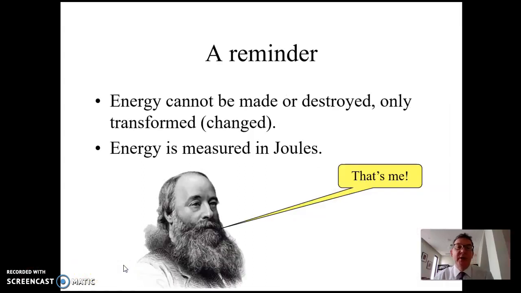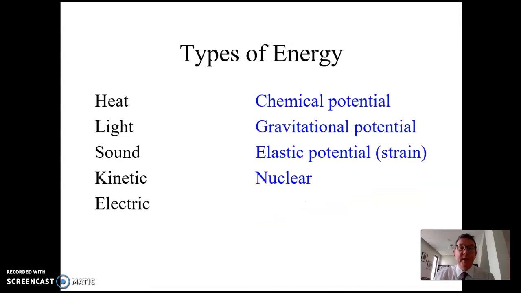Energy is a quantity that we cannot make, we cannot destroy, we can only change it, and in physics we say we can transform it. So the total amount of energy always stays the same, and remember energy is measured in joules. That's a picture of Joule there. We have different types of energy, so we can change from one type to another, but the total stays the same.